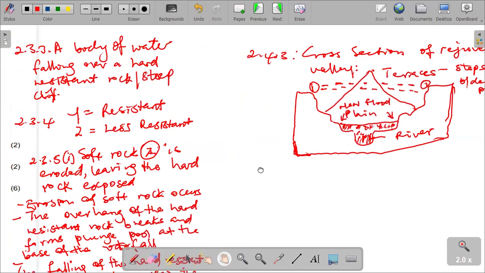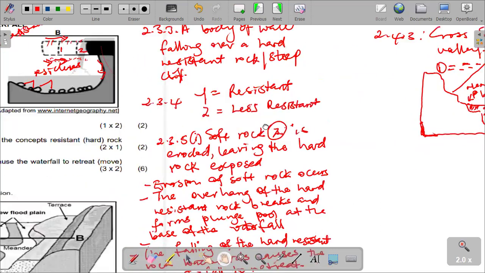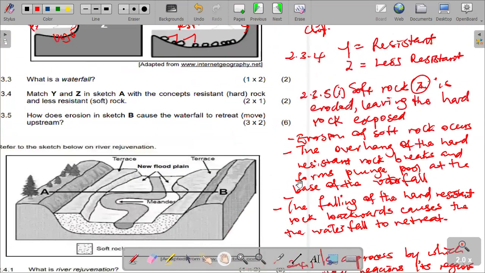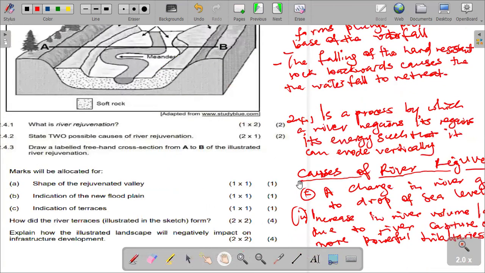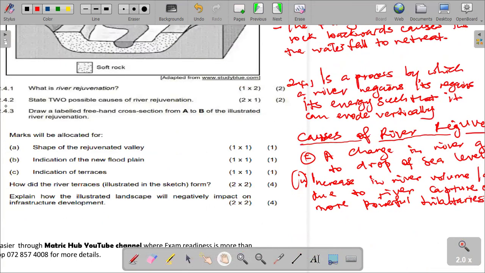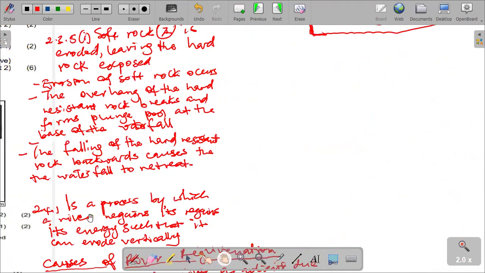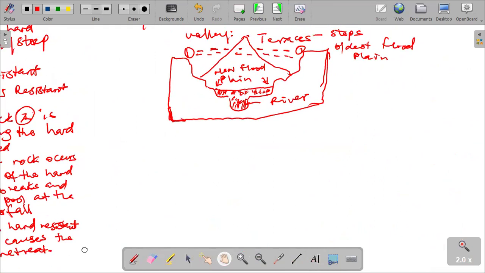Let's quickly check the next question. What is the question saying? We did draw, we showed the shape of the rejuvenated valley. The shape of the rejuvenated valley, indication of the new floodplain, indication of the river terraces, which I'm saying these are shown in our diagram that we have drawn here.